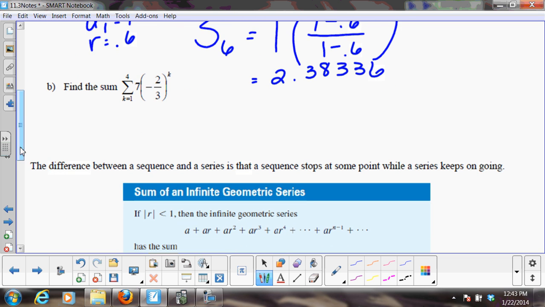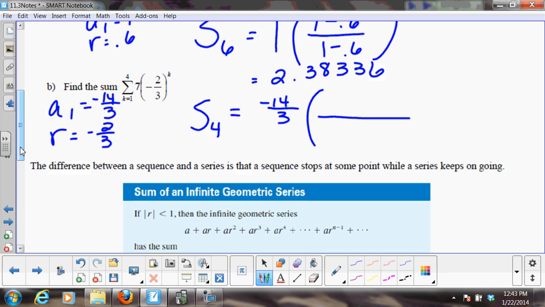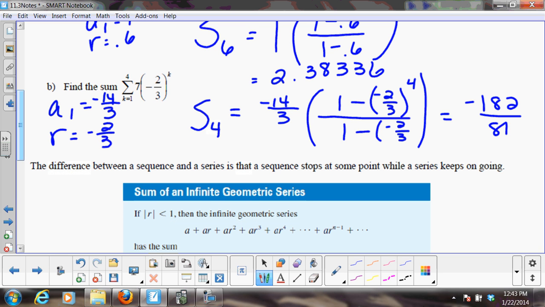If we want to find this one, it says find the sum here. Well, this could really go in the calculator, truly, but we'll use the formula. Our first term, you plug a 1 in here, since it says k starts at 1, you get negative 14/3 as our first term. Our r is negative 2/3. So sum of the first 4 terms, negative 14/3, 1 minus negative 2/3 to the 4th over 1 minus negative 2/3. And this comes out to be negative 182 over 81.